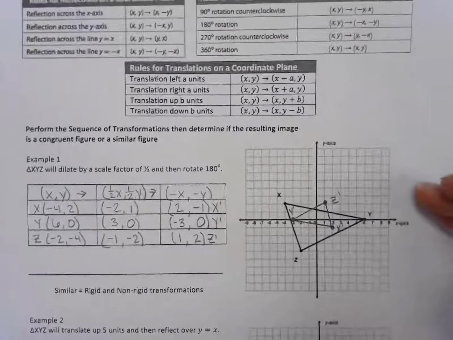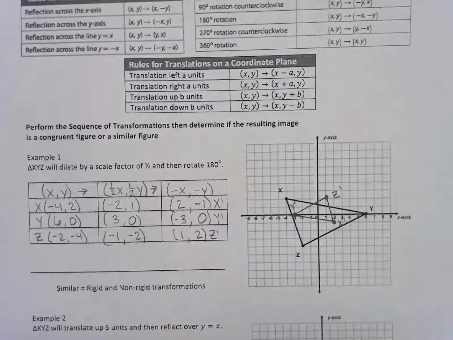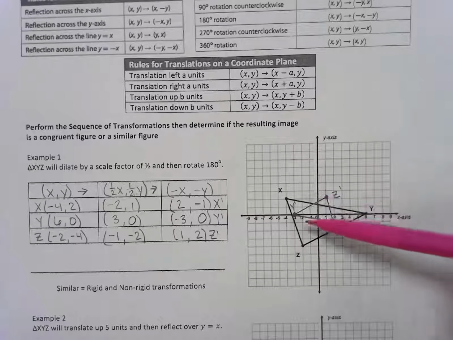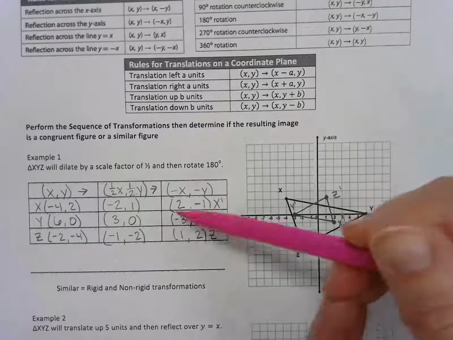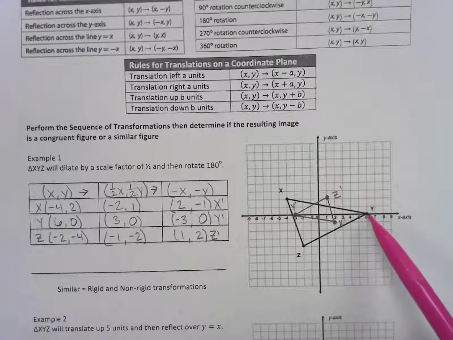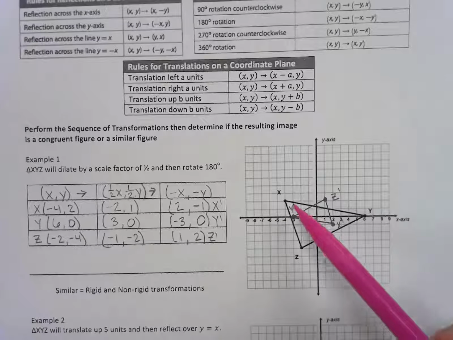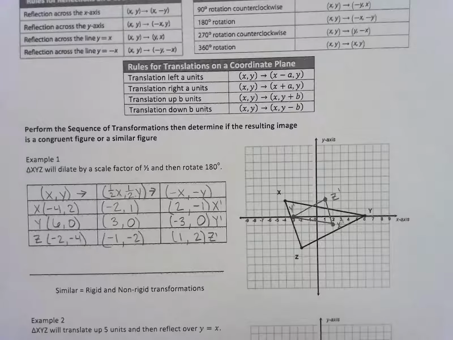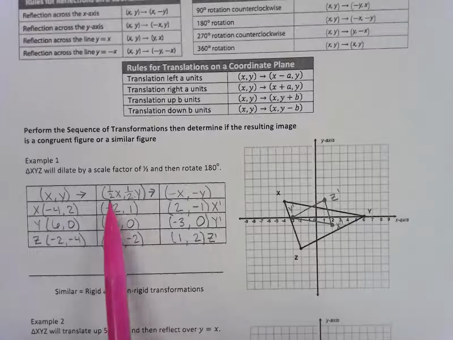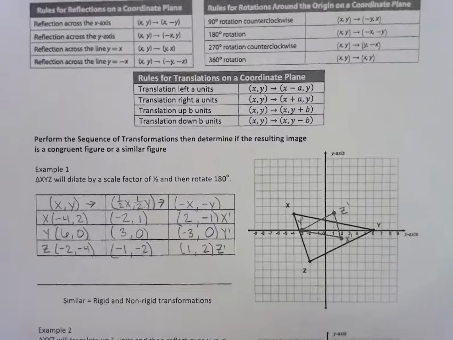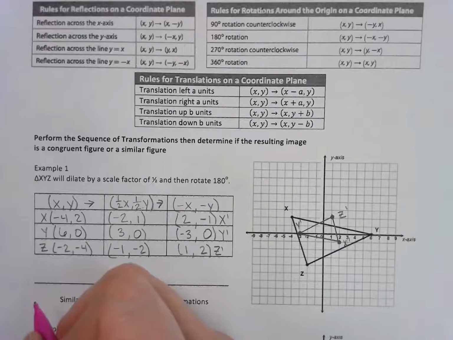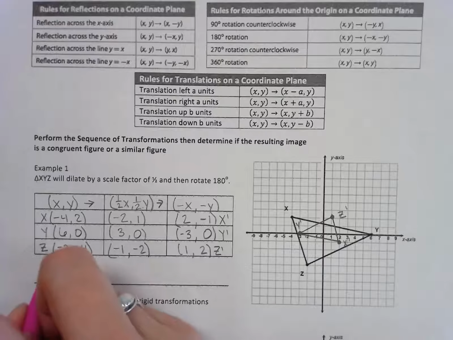And so the final part of this question asks us to determine if the resulting image is a congruent figure or a similar figure. So notice how it did rotate within the coordinate plane. Our Y point rotated around to here, Z point rotated around, and each time that is a rotation of 180 degrees. But also notice how it changed size. It got much smaller, and that was because of our dilation. Because it changed size and not shape, then it would be a similar figure. So the sequence of transformations produced a similar figure.